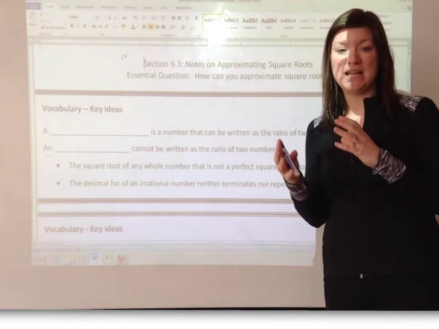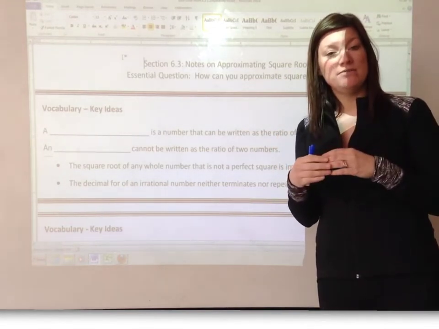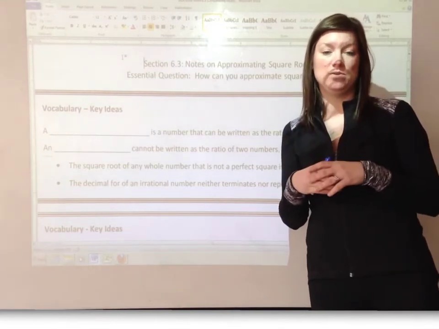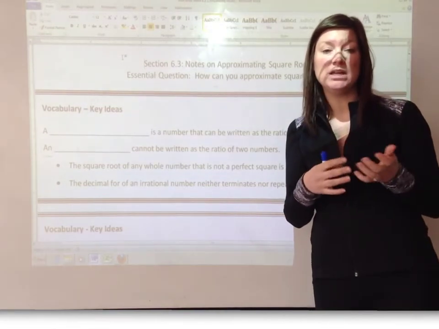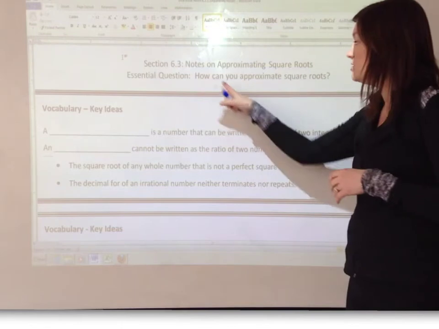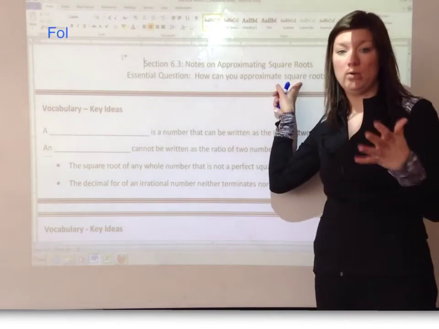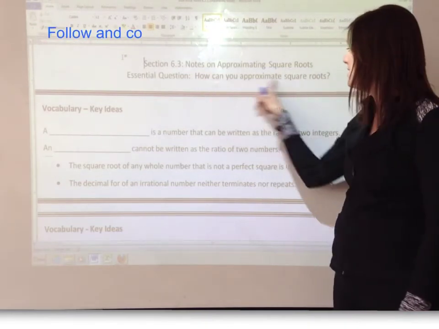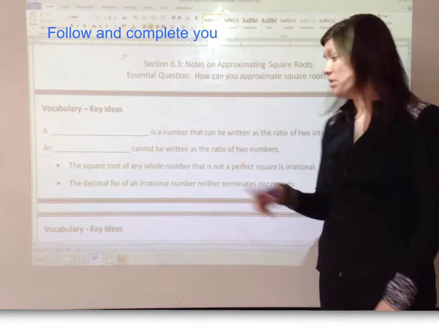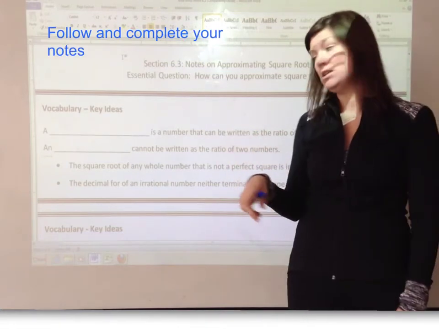We're going to find square roots or radicals of non-perfect squares. So we'll look at 24 and 23 instead of the radical of 25. So our essential question, what are we going to walk away knowing from 6.3 is, how can you approximate a square root? So there are 2 vocabulary words that we need to know.